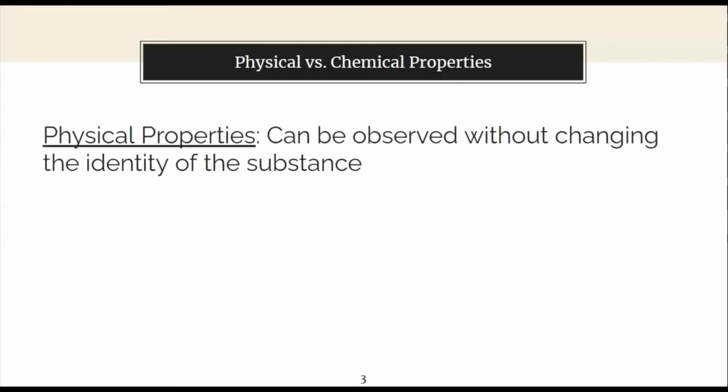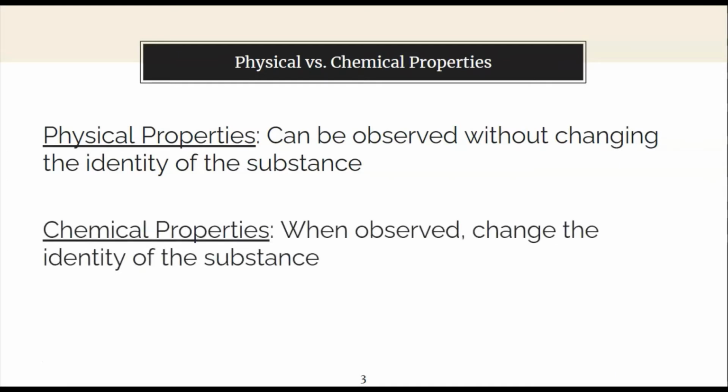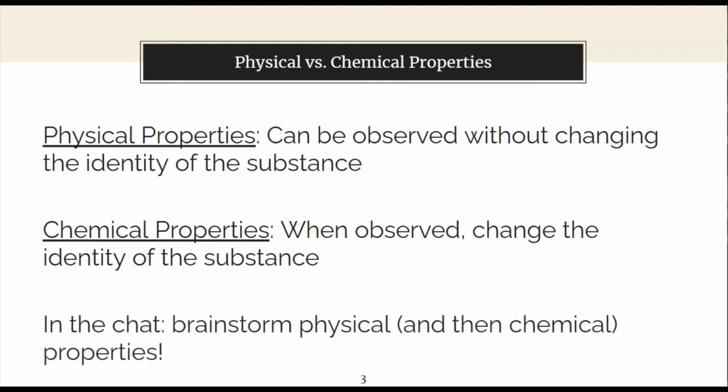Physical properties are things that I can observe without changing the identity of the substance, okay? And chemical properties, when I observe them, change the identity of the substance. So let's think about some examples. I could think of anything I could observe without changing the substance. I could take the mass of something. I could measure its volume. I could observe its color or its texture. None of those change the identity of the substance, okay?